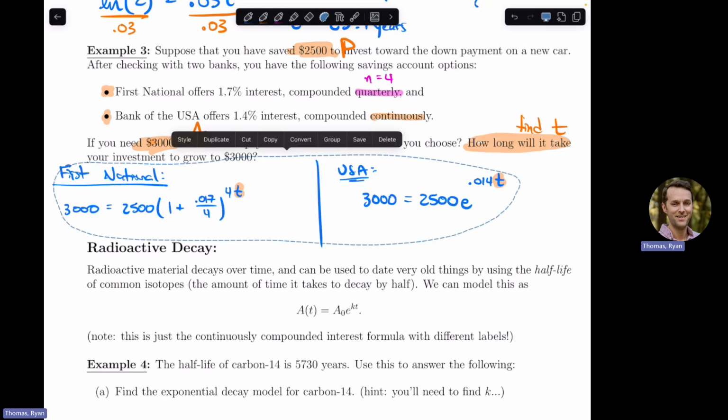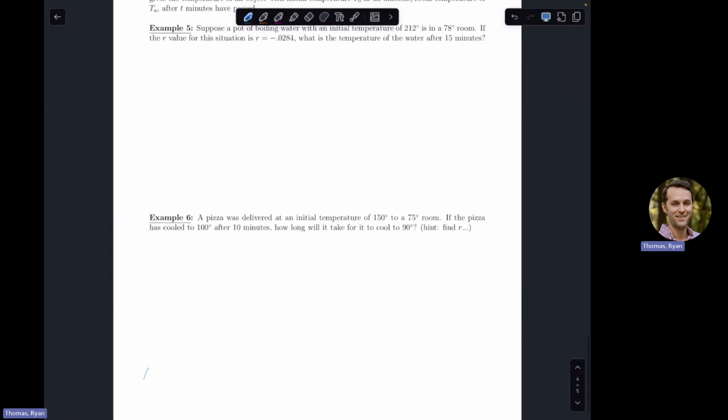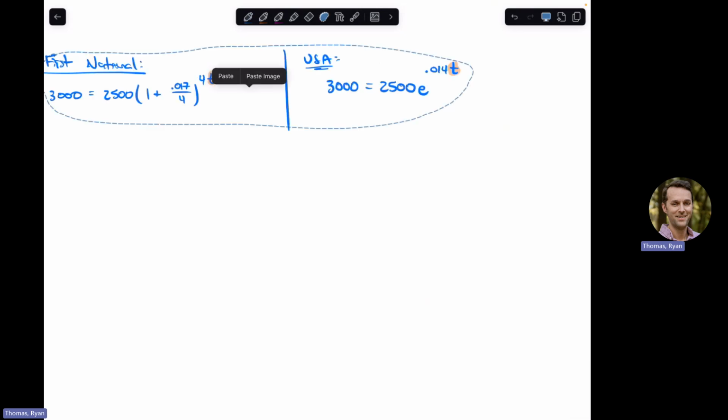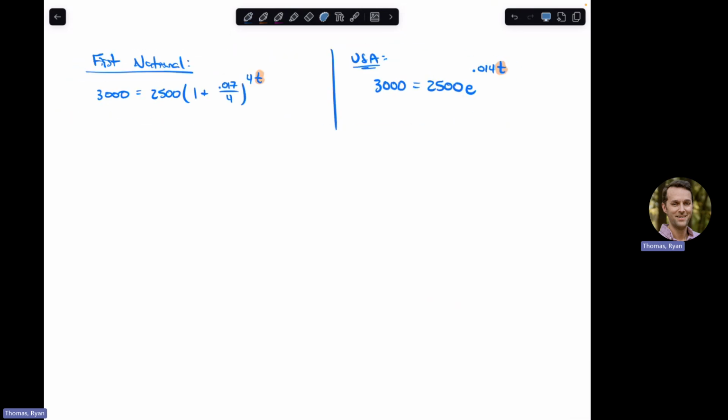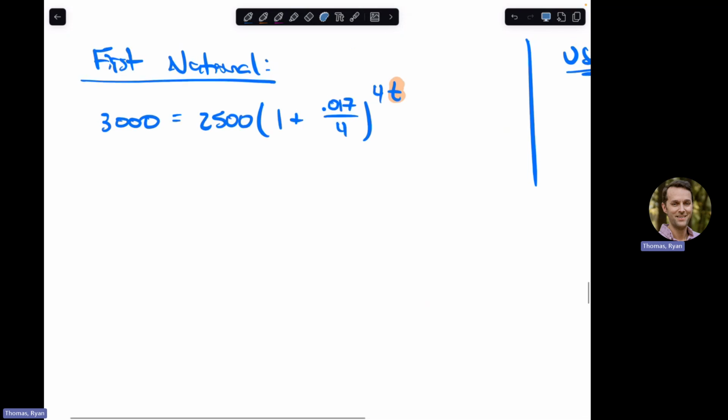And since I don't have any room to work right there, we'll pick these up and move them someplace else. Okay. Now we need to solve for T. What do you want to do? Divide by 2,500. 3,000 divided by 2,500.